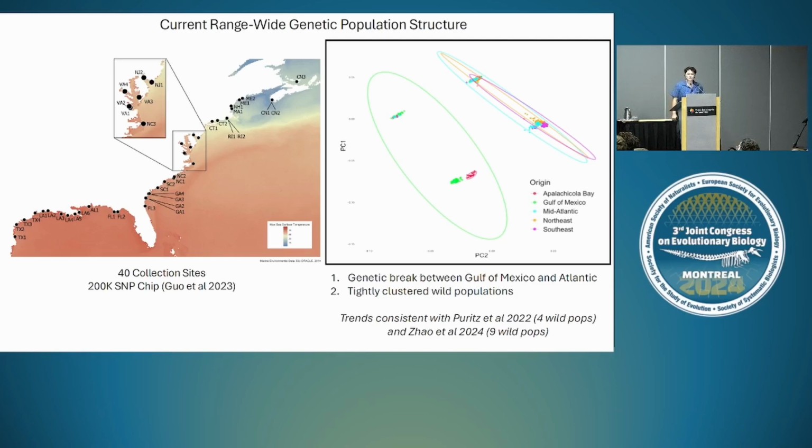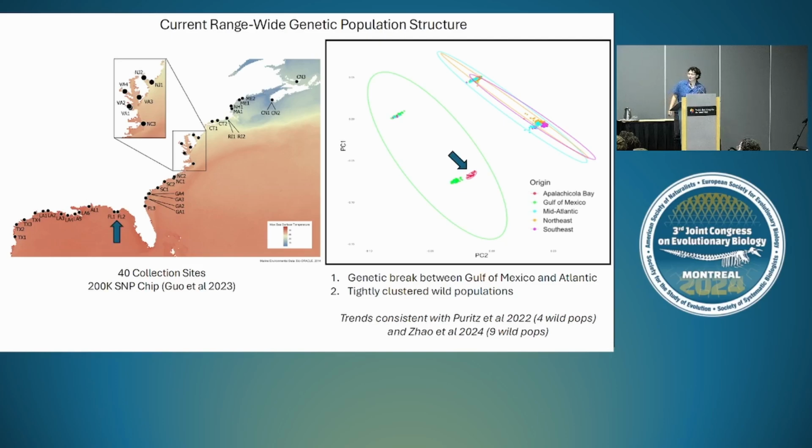So the first thing I want you to notice is the Gulf of Mexico populations in green. We see a pretty large genetic break between the Gulf of Mexico oysters and the rest of the Atlantic seascape, which is in orange, blue, and purple. Secondly, I want you to notice the really tightly clustered wild populations. And these two trends are consistent with published literature that's come out in the past couple of years, where they use a much smaller number of wild populations, 4 and 9, and combine that with selection line data.